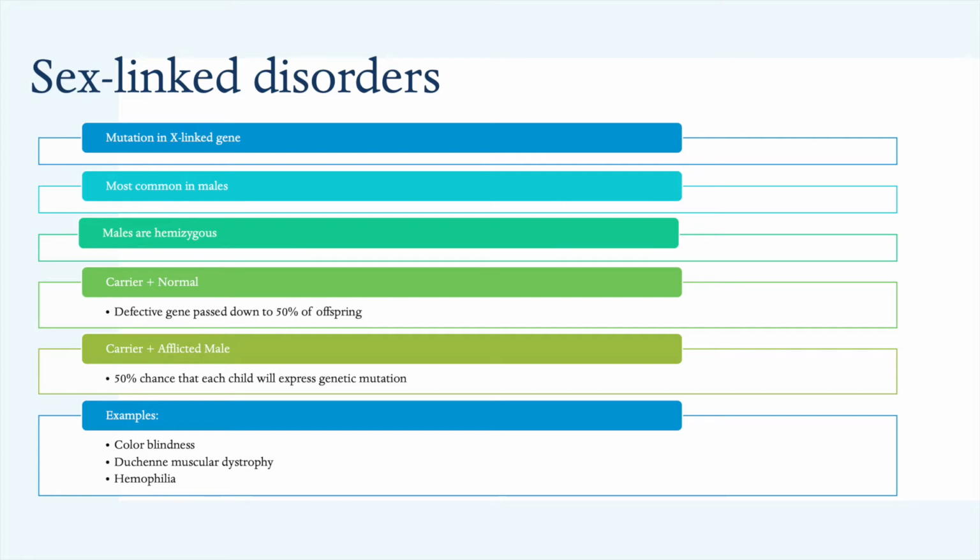If a carrier mates with a normal individual, the defective gene will be passed down to 50% of the children. If a carrier mates with a male who expresses the defective gene, there is a 50% chance that each child will express the defective gene. Examples of sex-linked disorders include color blindness, Duchenne muscular dystrophy, and hemophilia.